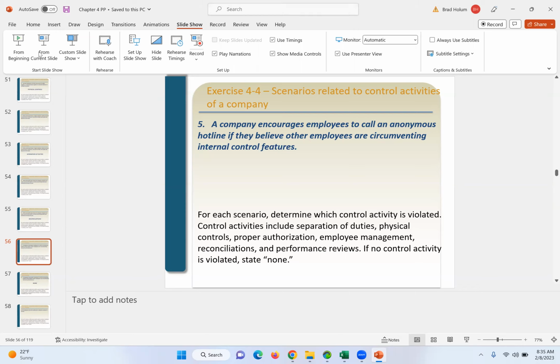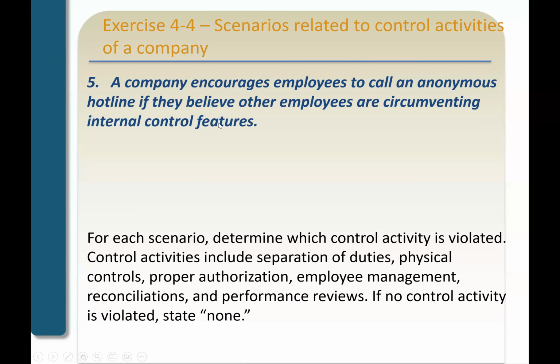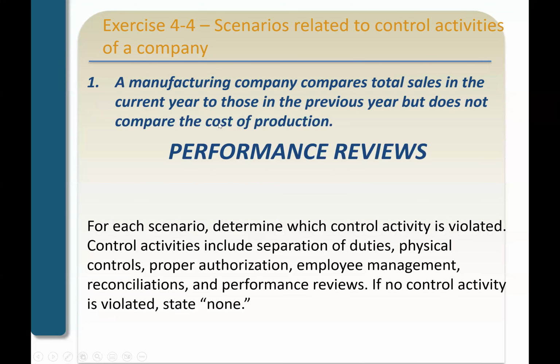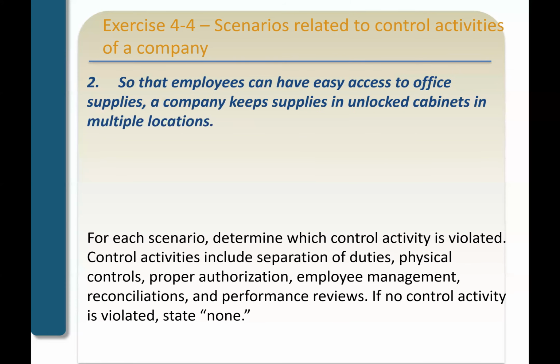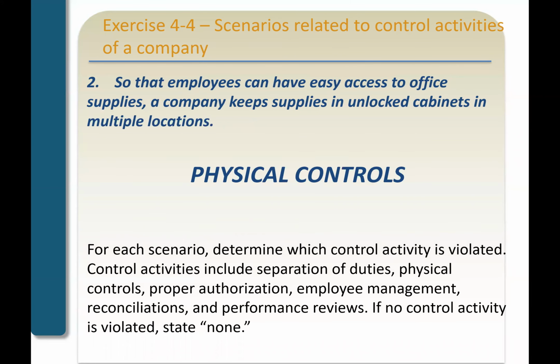Let me go back here. So the first one: a manufacturing company compares total sales in the current year to those in the previous year, but does not compare the cost of production. Performance reviews. Next, physical controls.